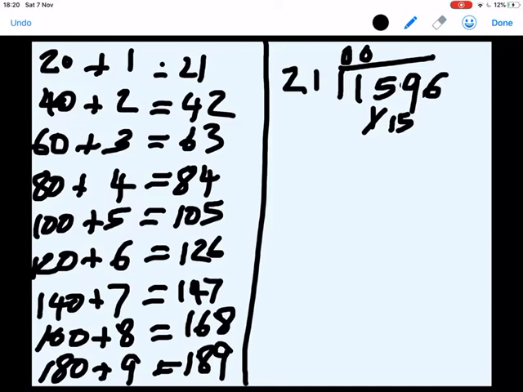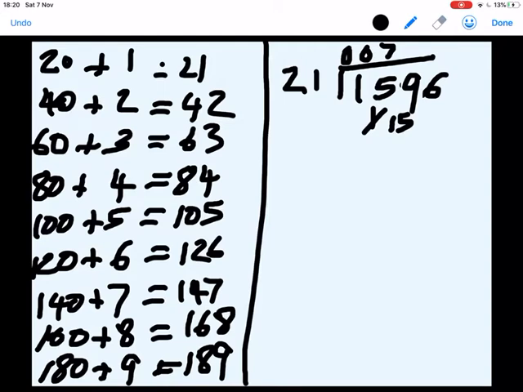Now, how many 21s go into 159? Now, this is where the left-hand side comes into play. So if I look down here, it's going to be 7 times. Because 1, 2, 3, 4, 5, 6, 7, 147 goes into 159.